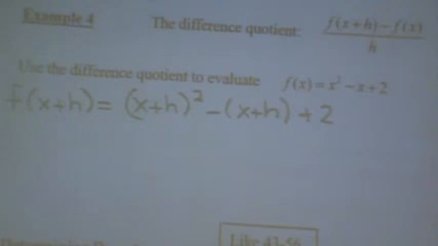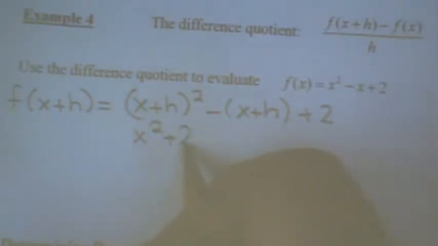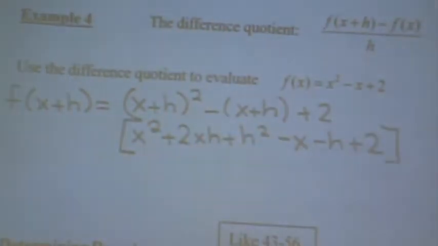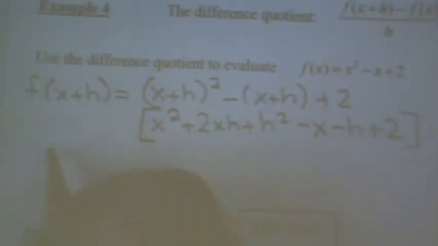Now, can you clean this up? Can you simplify it? Yeah. What can you do? Before we move on to f of x, what can we do with this? Square this. You can square this. You get x squared plus 2xh plus h squared, and then minus x, and then minus h, and plus 2. It's a big mess, but that's what you get. Okay, so what did I do? I plugged x plus h into this problem. Got it? Next.